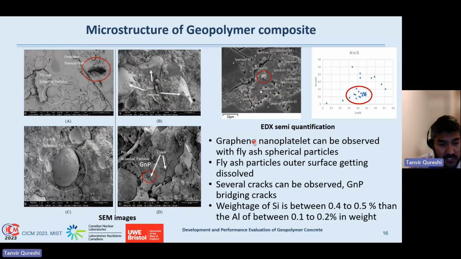And the microstructural investigations suggest that these are the typical geopolymer surfaces, and you can see graphene nanoplatelet has been found, and the composite geopolymers have been more compacted, particularly for GPC 3 and 4, and the geopolymer fly-ash particle outer surface is getting dissolved as well, and several crack patterns can be found, and in some places we also found that the nanoplatelet might be bridging the crack in the composite systems as well.